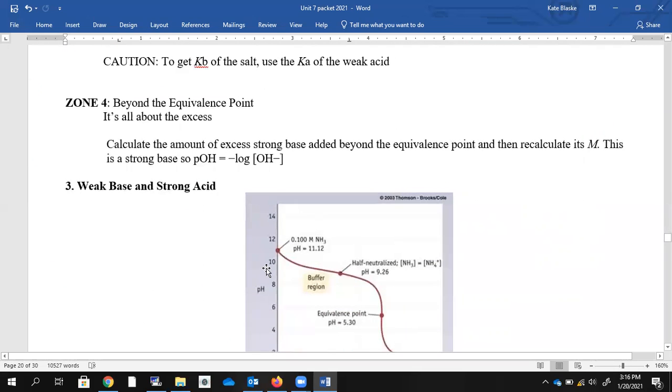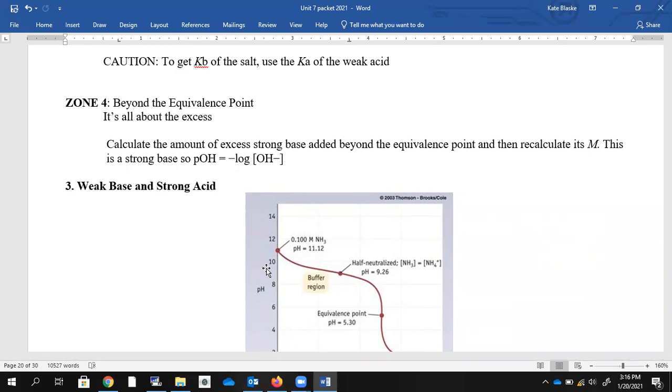At zone 4, beyond the equivalence point, the only thing that is determining the pH at that point is the excess base that you are adding in. So if it took us 50 milliliters of sodium hydroxide to get to the equivalence point, and now we've added in a total of 60 milliliters, that is 10 milliliters of excess sodium hydroxide, we could figure out what pH that's going to affect us.